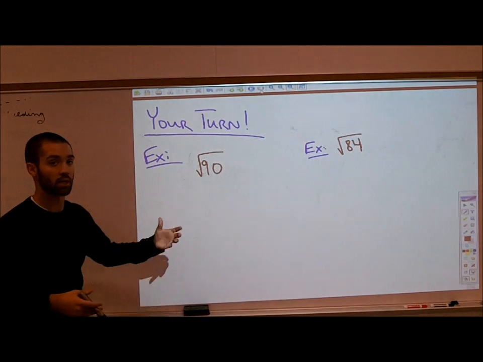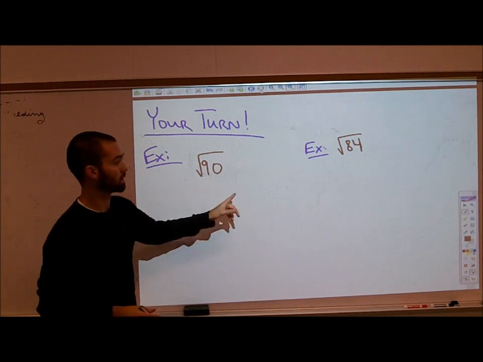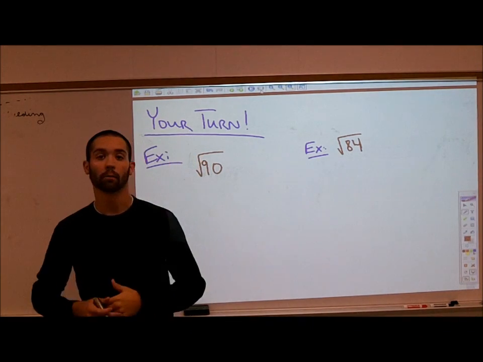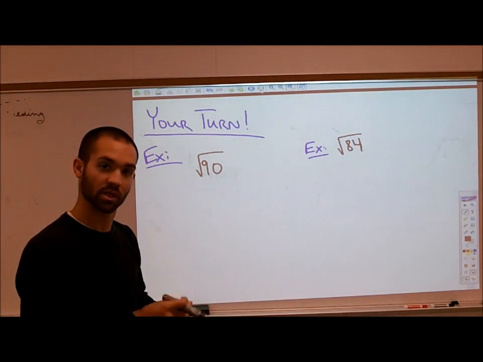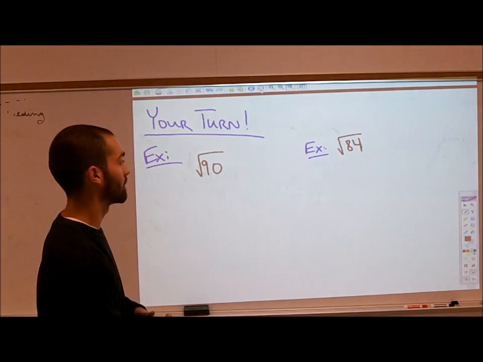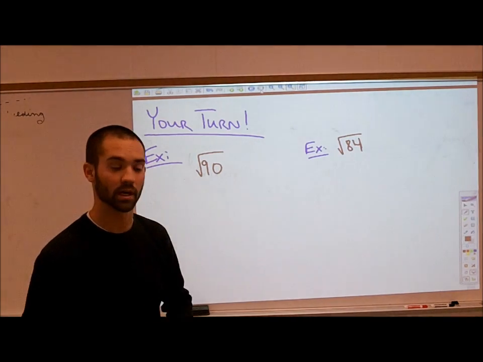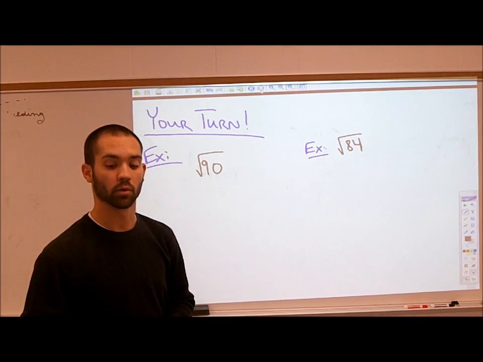Okay? I want you to try these two examples, the square root of 90 and the square root of 84. So go ahead and pause it. If you have to, go back, rewind, make sure you have the process down, and finish these. When you're done, we'll go through the answers.